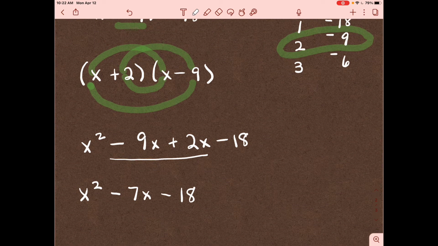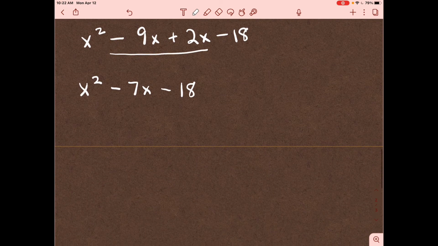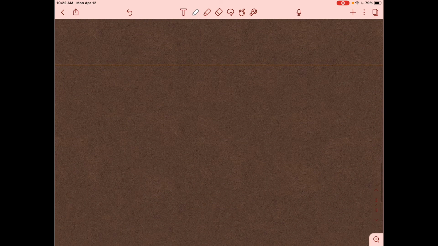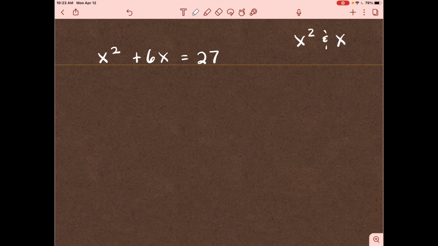All right, so what's a useful application for this kind of factoring? There are lots of uses for it, but one that we're going to talk about today is solving an equation. If I have something like x squared plus 6x equals 27, I can use my factoring to actually solve this. Whenever I have x squared and x in the same equation, this causes problems for solving.